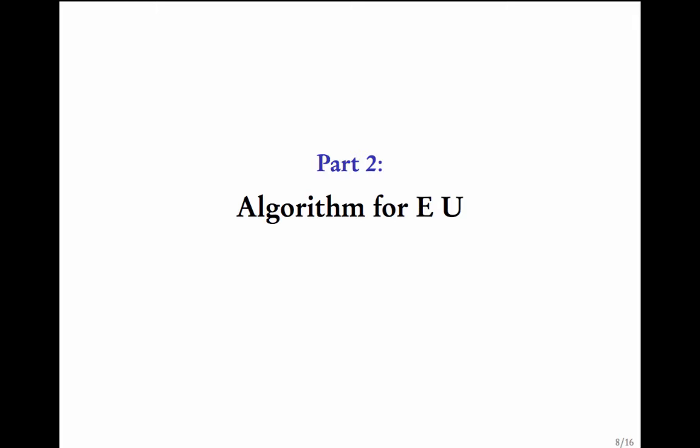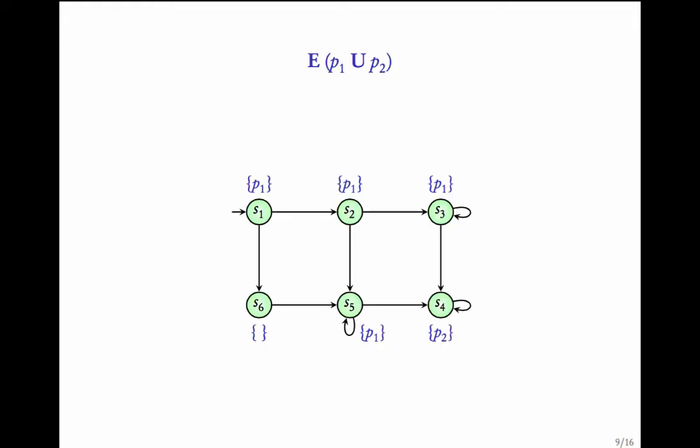Now let us see the algorithm for E of phi 1 until phi 2, which is shortly written as EU. This is a transition system.